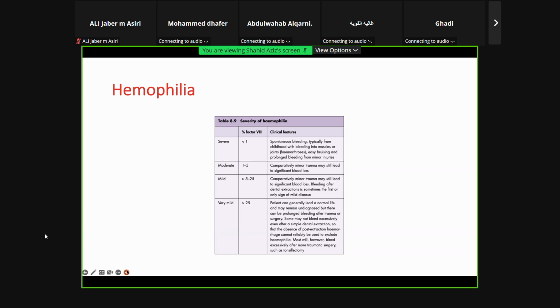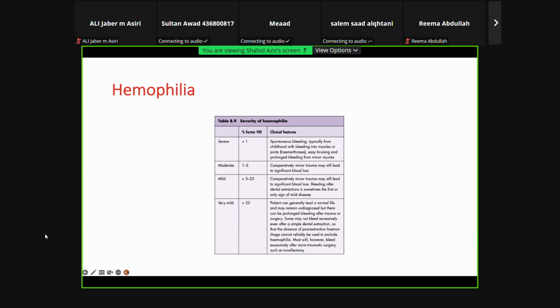On the other hand, in moderate hemophilia, the factor level is in the range of 1 to 5% of normal. Normal is 100%, and they bleed with comparatively minor trauma, which can lead to significant blood loss. In patients who are mild hemophiliacs, the factor 8 level will be in the range of 5 to 25% of normal. Minor trauma can lead to bleeding, sometimes significant bleeding, including bleeding after dental extractions. And sometimes it can be the first or the only sign of mild hemophilia.